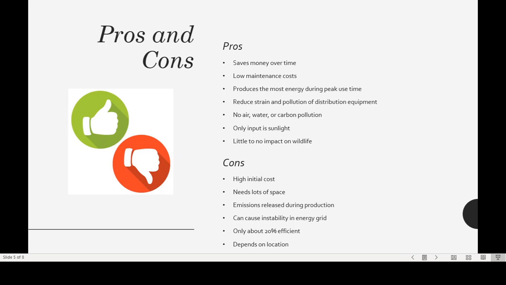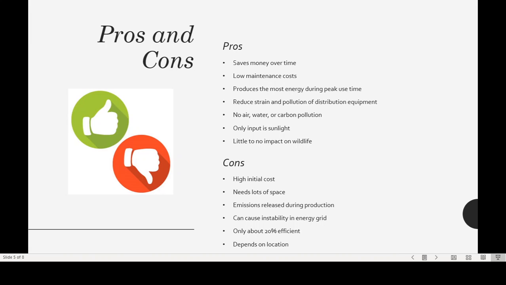The pros are that it saves money over time. There are very low maintenance costs. It produces the most energy during the peak time. So people mainly use electricity during the day, and that's when solar power is mostly collected. It reduces strain and pollution of distribution equipment, which is needed to transfer fossil fuels. It produces no air, water, or carbon pollution, and the only input needed is sunlight, and it has little to no impact on wildlife.